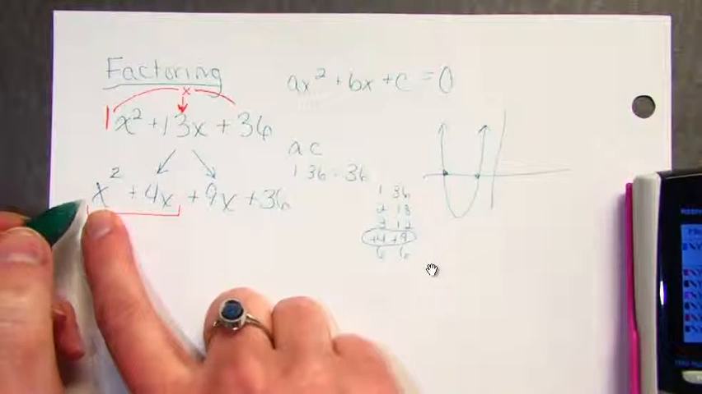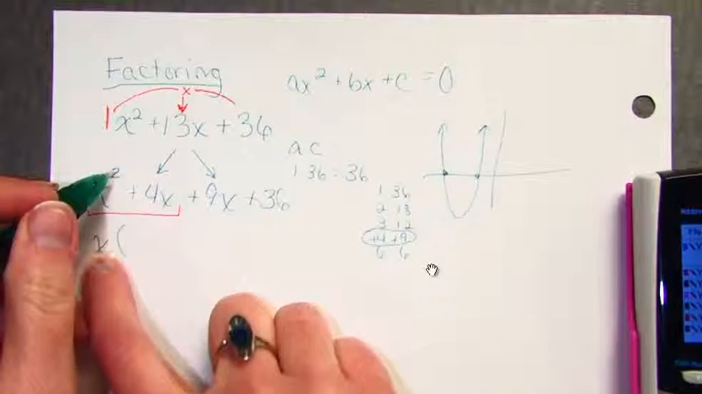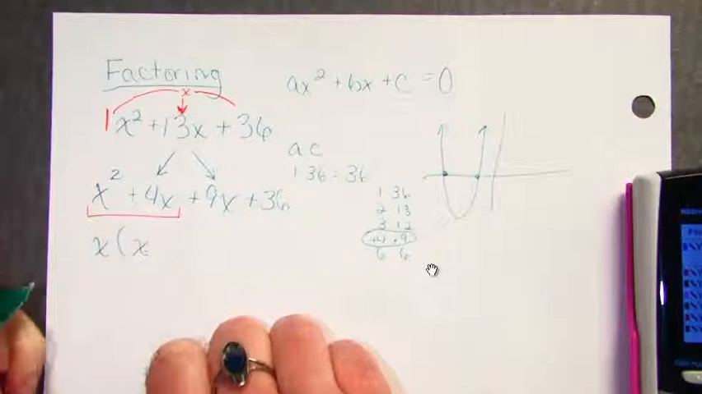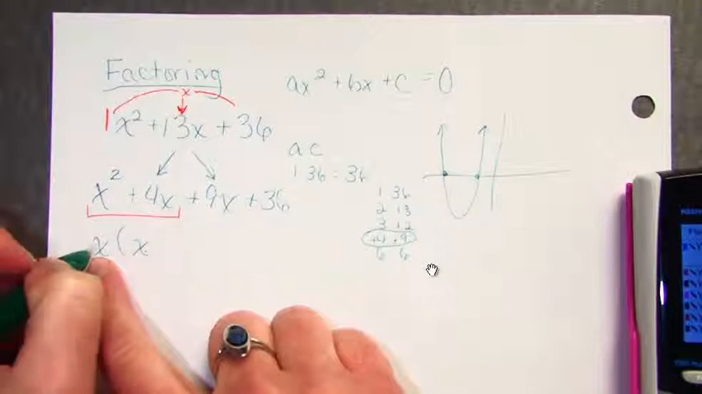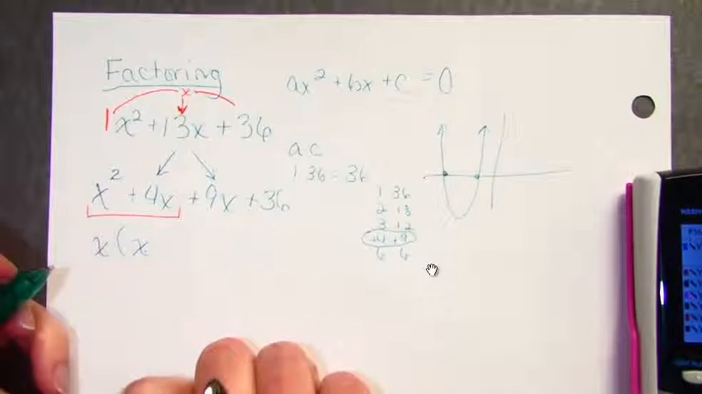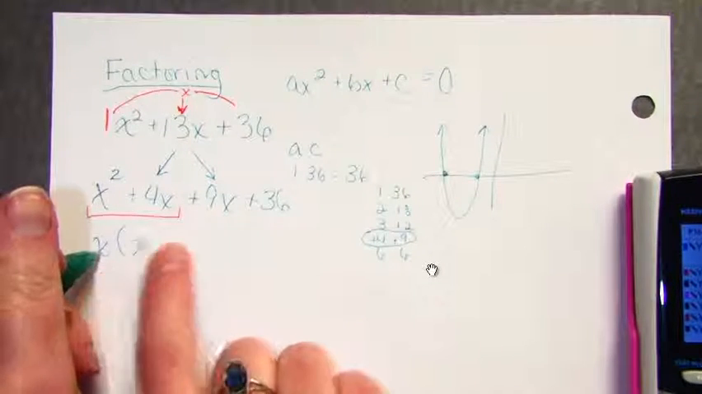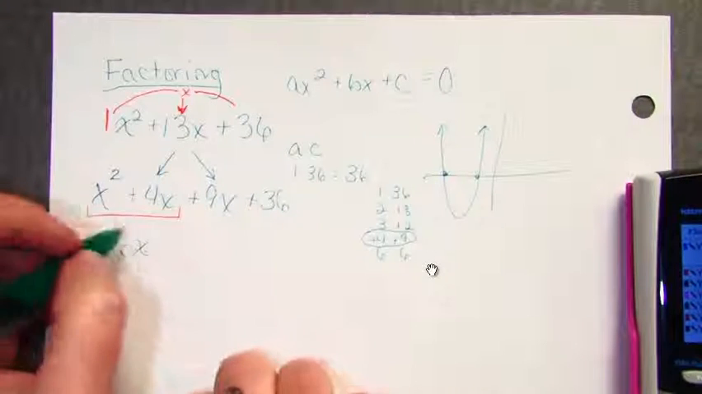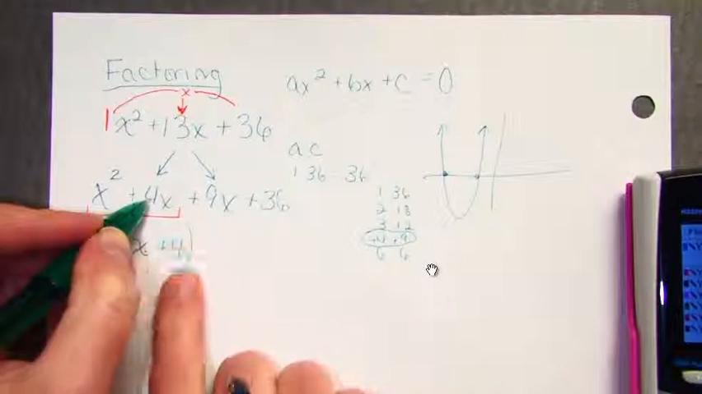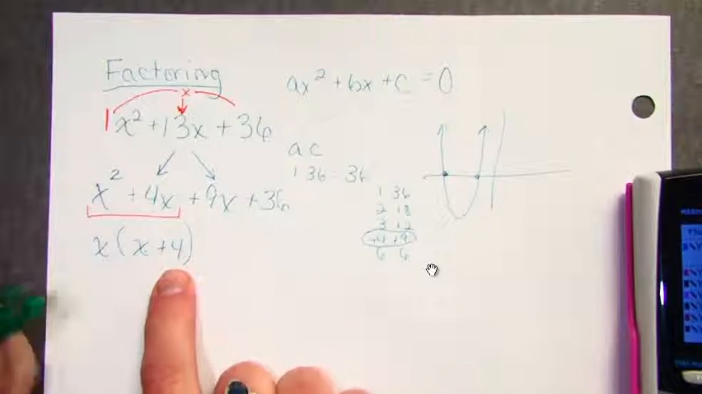If I pull an x out of here, so if I have x squared divided by x, I would have an x left over. When I think about this, it's multiplication. X times x is x squared. And I need to think about x times something gets me a positive 4x. Well, I already have an x here and here, but I'm missing that 4, so it looks like x plus 4.